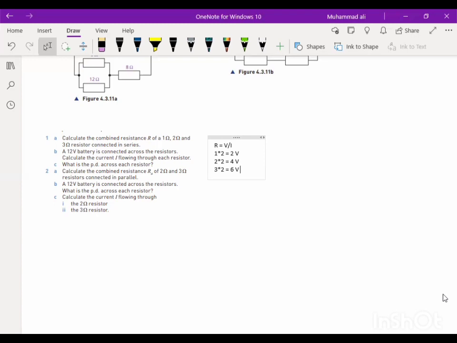Then calculate the current. When I'm calculating the current, I should know that my voltage is going to be the same, which is 12 volts. The only thing that is going to change is my resistance, right? 12 divided by 2 is 6, so 6 amperes will be for my 2 ohms resistor, and for my 3 ohms resistor it's going to be 12 divided by 3, which gives me 4 amperes, right? So this is how you need to simply solve them.